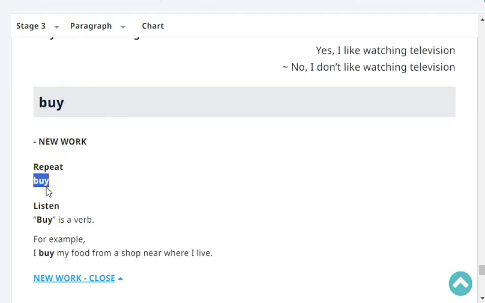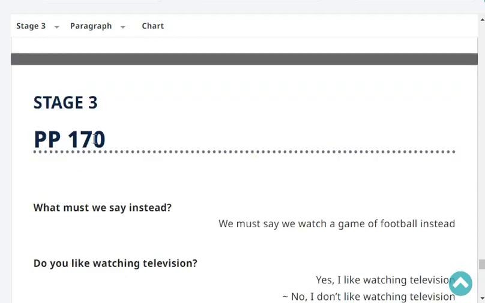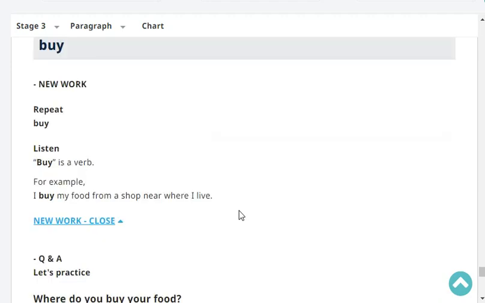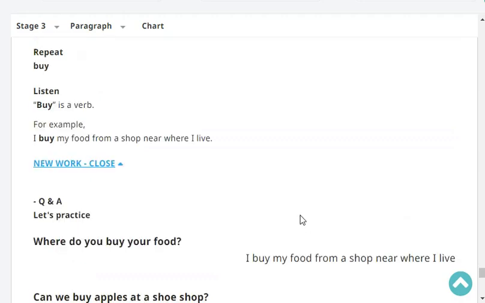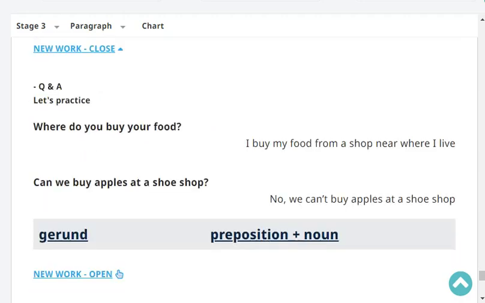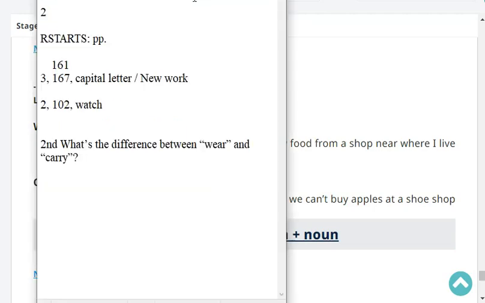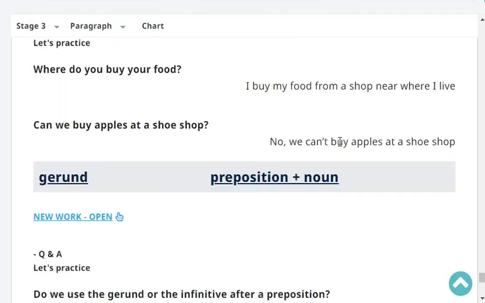Next, repeat. Buy. Very good. Okay, listen. Buy is a verb. So, for example, I buy my food from the shop near where I live. Okay. So let's practice. Where do you buy your food? I buy my food from a shop near where I live.